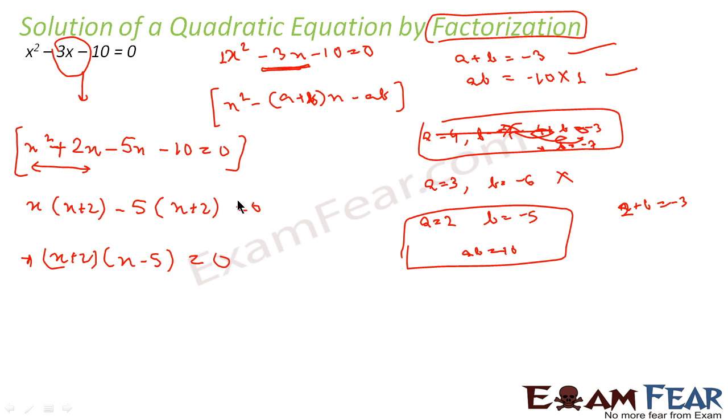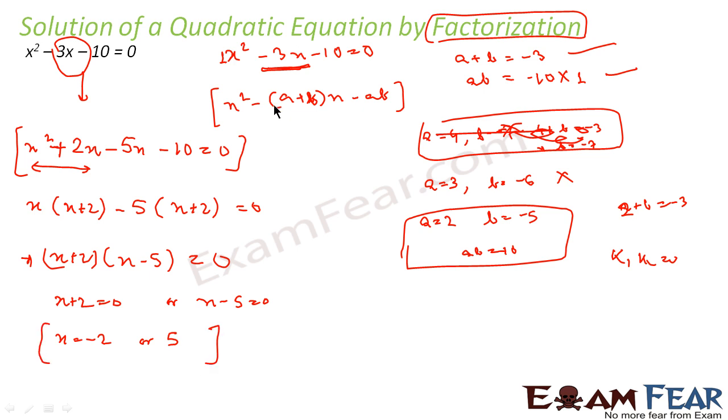Now if you see, this is nothing but some term k1 into k2 is equal to 0. If k1 into k2 is equal to 0, either k1 is equal to 0 or k2 is equal to 0, that means I can say either x plus 2 is equal to 0 or x minus 5 is equal to 0, or I can say x is equal to minus 2 or 5. Any of these values. Let me repeat what I have done.